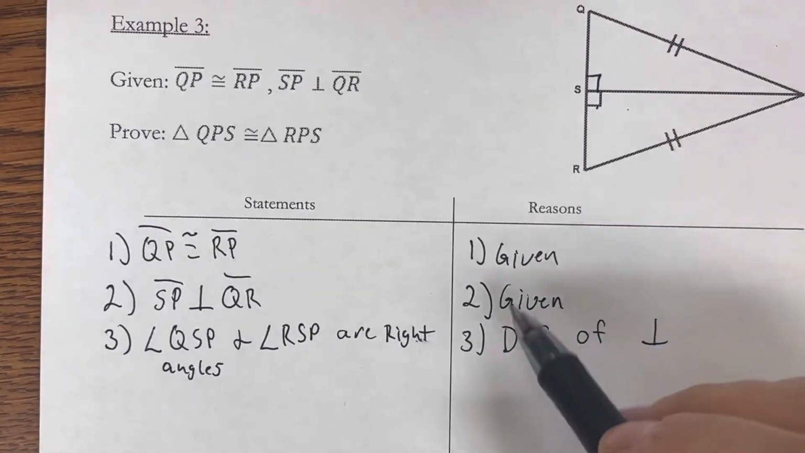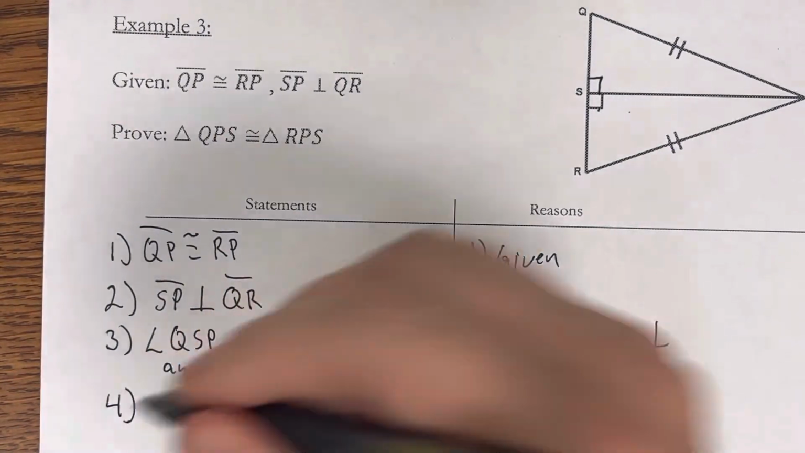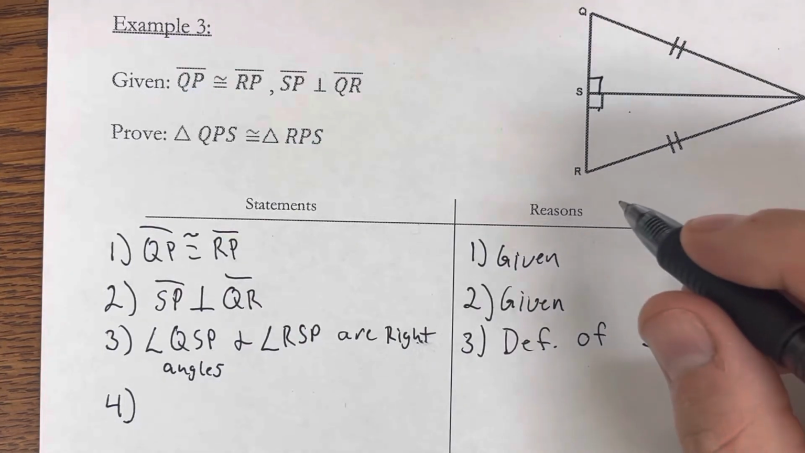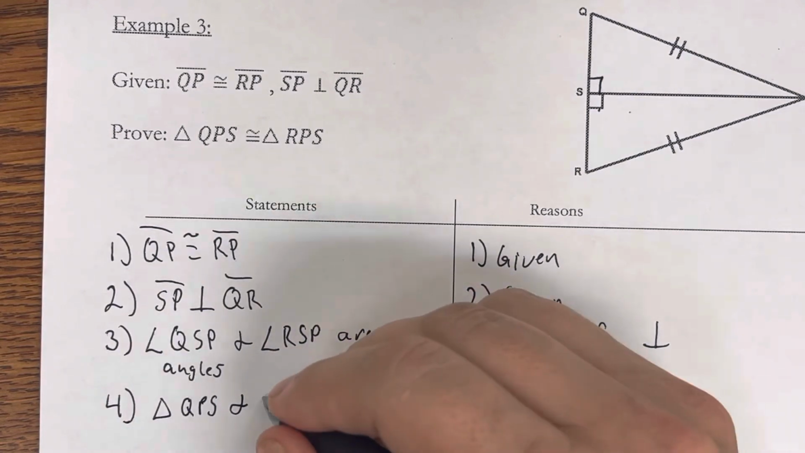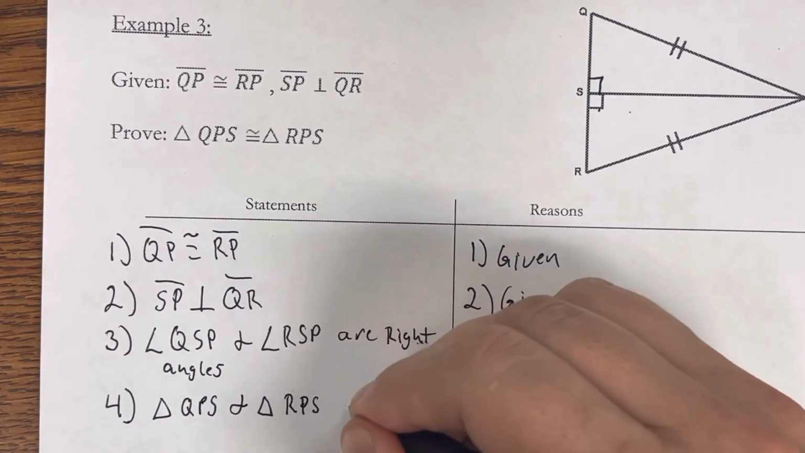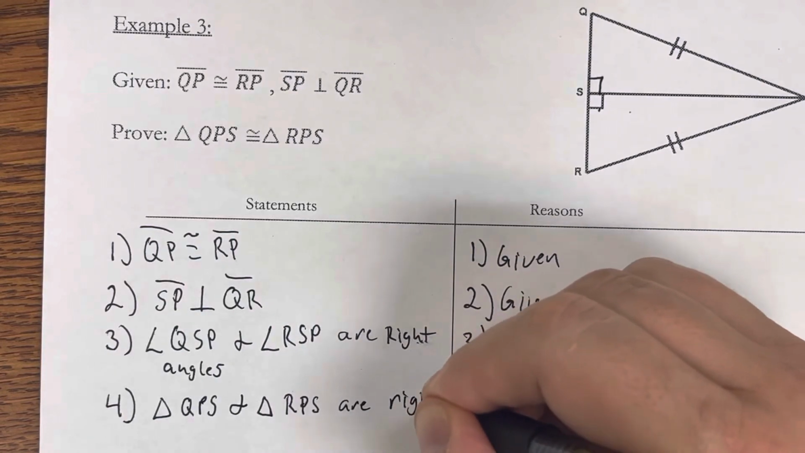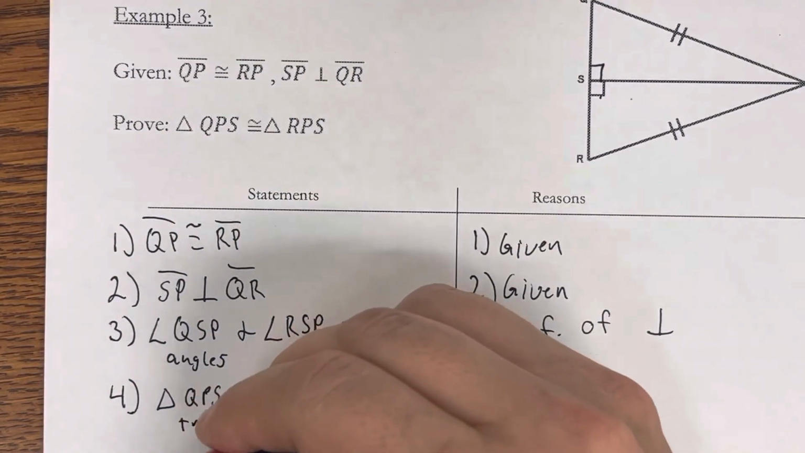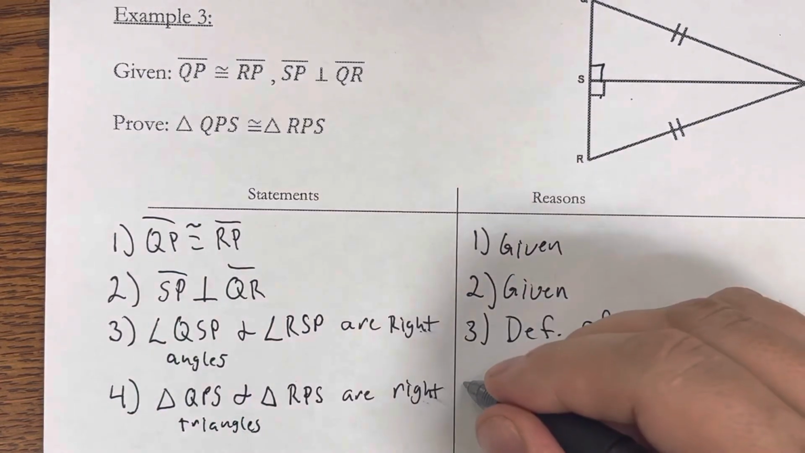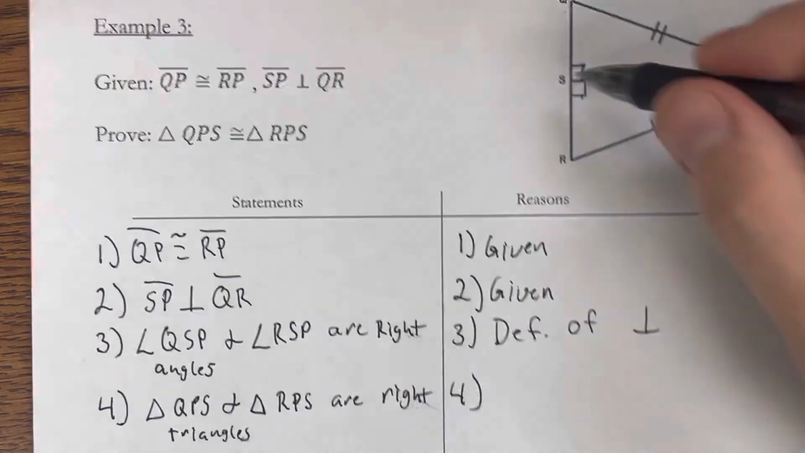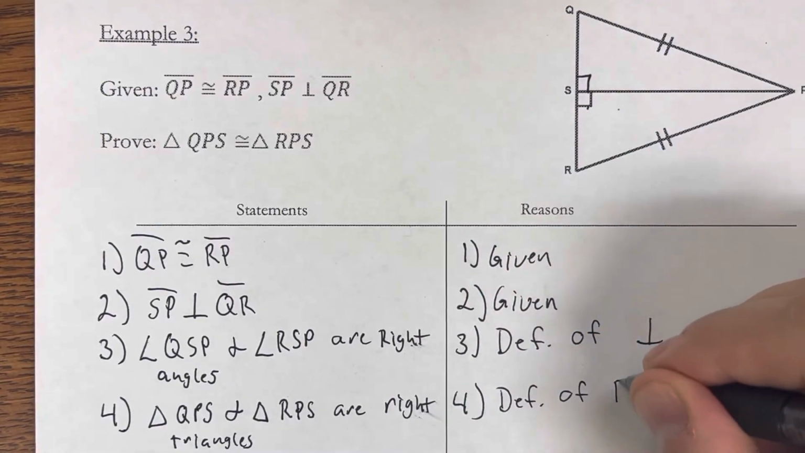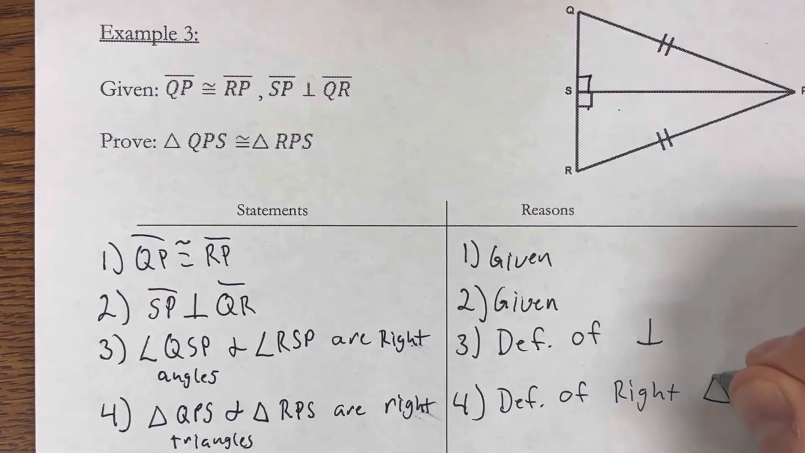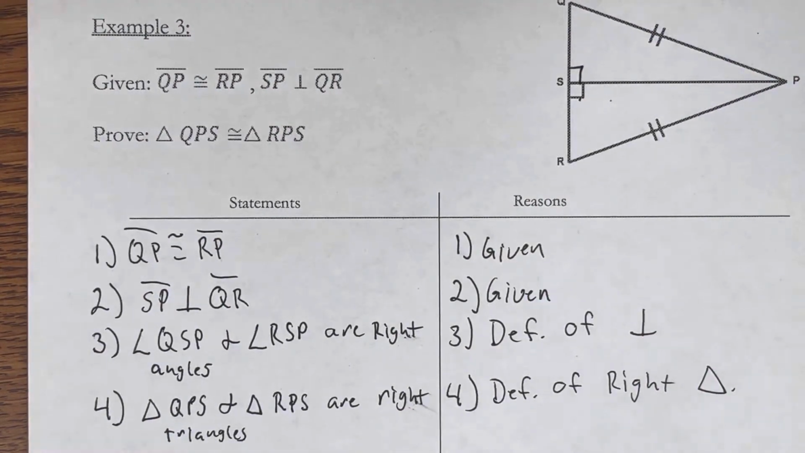So now since I know that these are right angles, I can state that they are right triangles. So now when I state that they're right triangles, I'm just going to say triangle QPS and triangle RPS are right triangles. And the reason that I'm using is the definition of a right triangle. If a triangle has a right angle, then it's a right triangle. And now I'm close. Okay, I now have shown that they're right triangles.